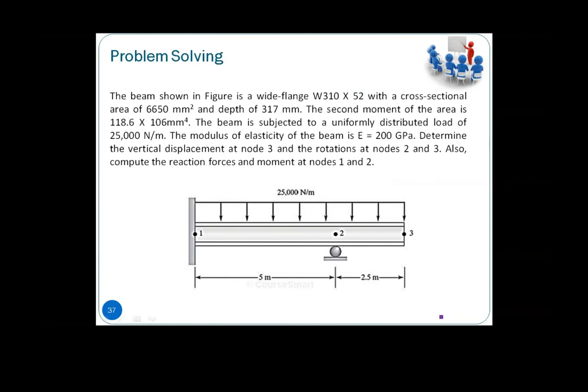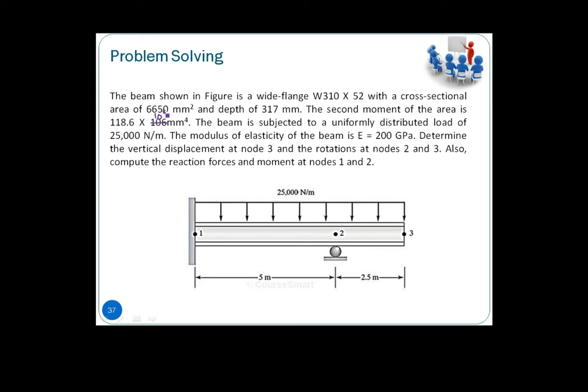All right, so if you look at the second problem, we have another wide flange W310 times 52. We have a cross-sectional area of 6650 mm square, depth of 317. The second moment of area is 118.6 times 10 power of 6. This is not 106, 10 power of 6. And the beam has uniformly distributed loads of 25,000 Newton per meter. We have the modulus of elasticity as 200.